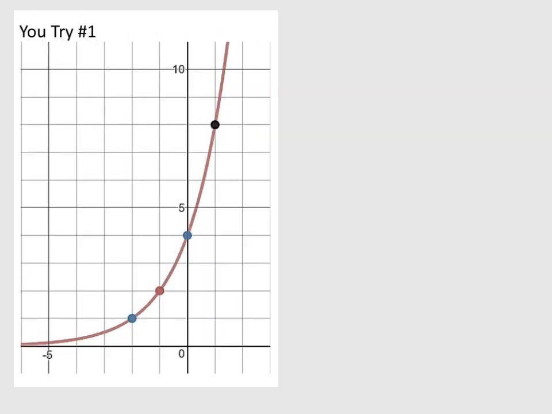Please pause your video and try this problem on your own. The answer to this you try question is y equals 4 times 2 to the power x. Let's look at another example.